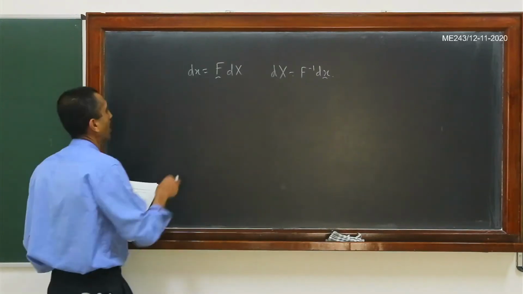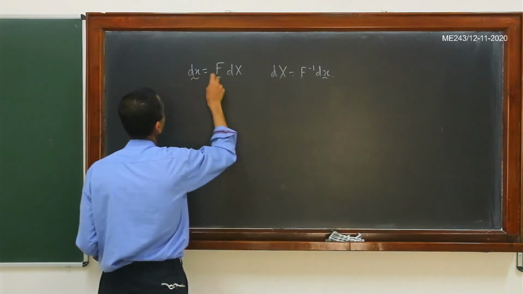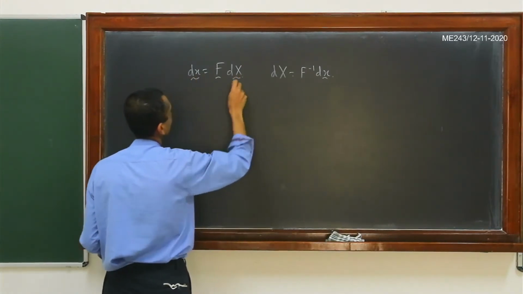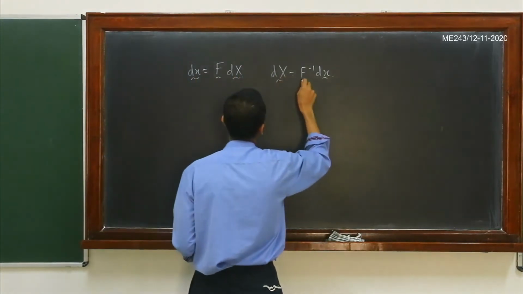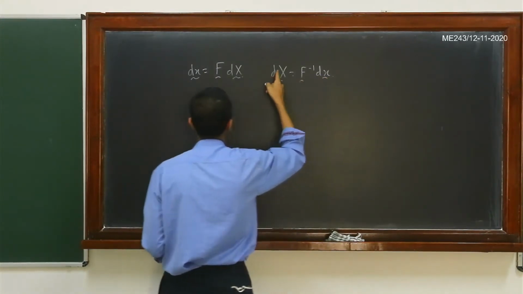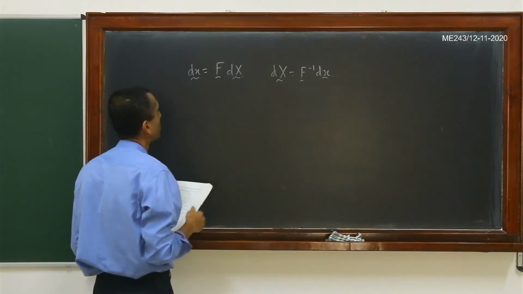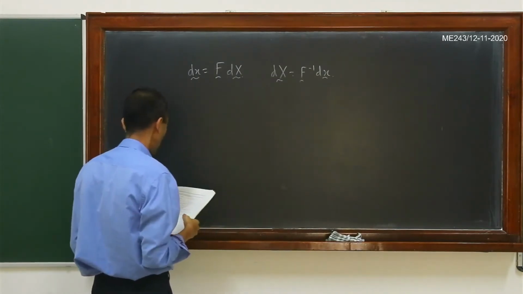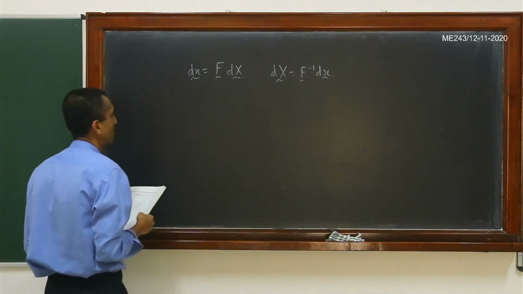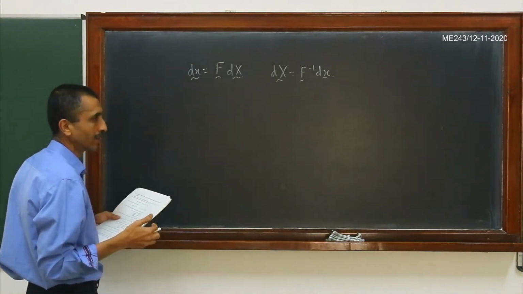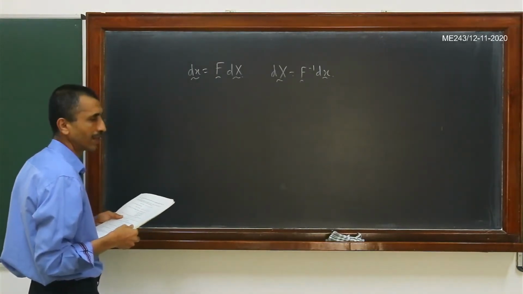Okay, so in the last class we saw that dx is equal to F times dX, and because F is invertible, we can also write it as d capital X is F inverse times d small x. So we'll use these relations now to define a strain measure. First we will define a Lagrangian strain measure, which is known as the Green strain tensor.